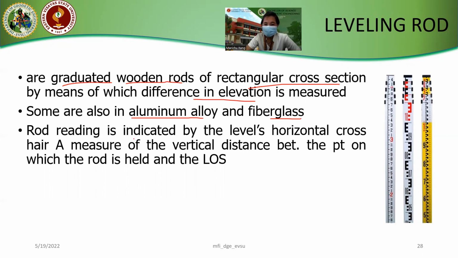The rod reading is indicated by the level's horizontal crosshair, a measure of the vertical distance between the point on which the rod is held and the line of sight. If we look into the eyepiece of the automatic level, what we will see is, for example, a circle with a crosshair. We have the upper and the lower, and what we are going to determine is the center or middle rod reading. If it is not clear, you can adjust the focusing screw to magnify, to zoom, so you can see the rod reading better. Okay?